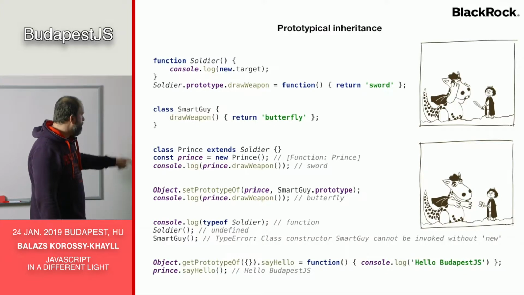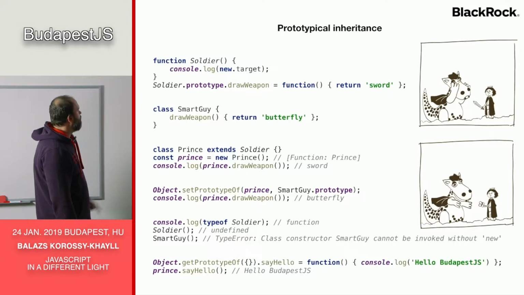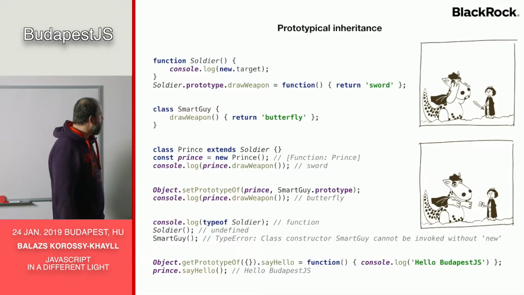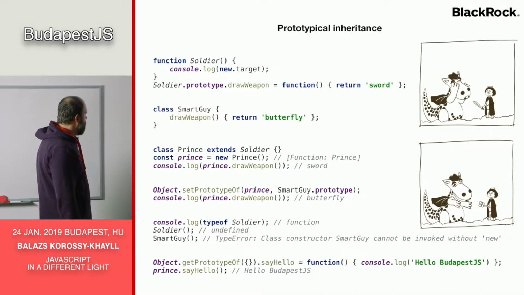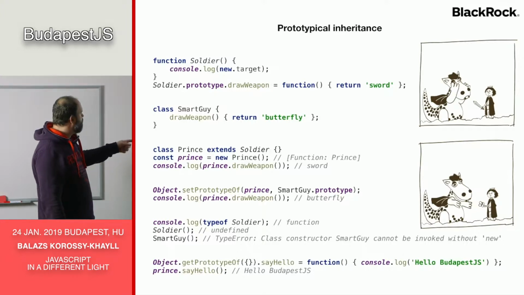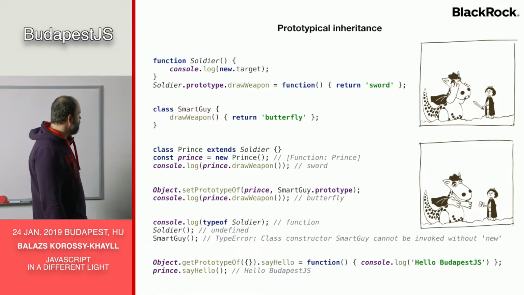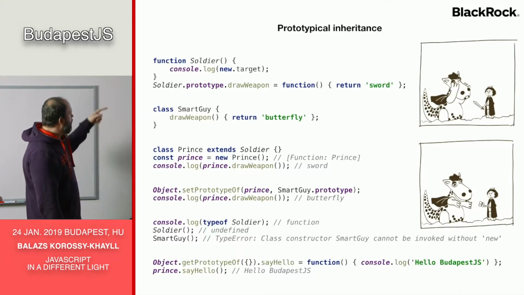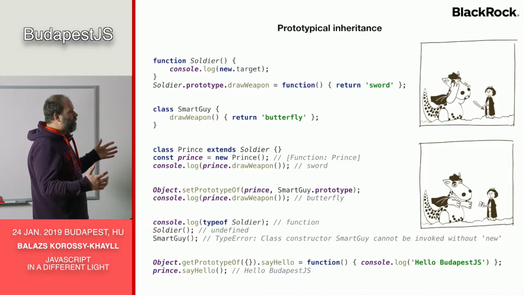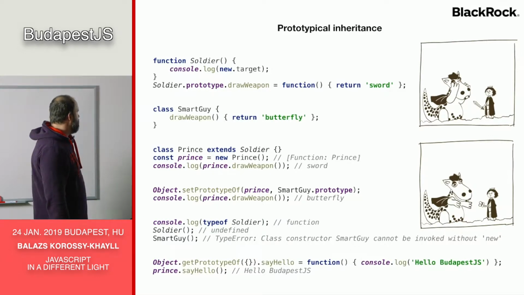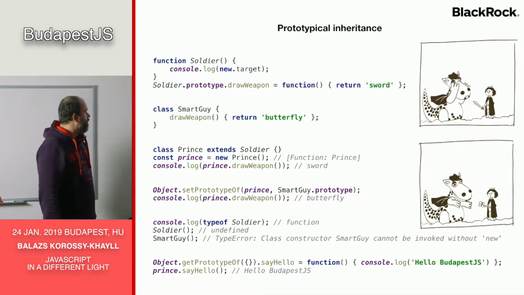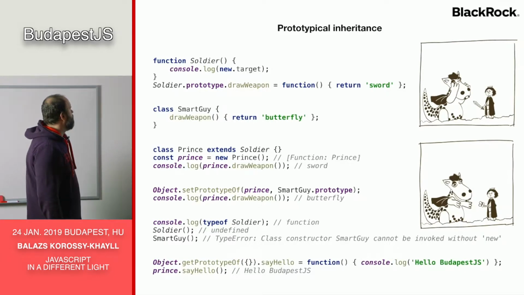And just to prove my point, if you console log the type of Soldier, it's a function. If you would do the same with SmartGuy, it would also return function. And you can call Soldier, and it's going to log undefined because new.target is not defined if you just call it as a regular function. If you call it with the new keyword, then it's going to have a value. So that is used when you write class, and actually SmartGuy throws an error because it knows that new.target is not defined if you just call it as a function.